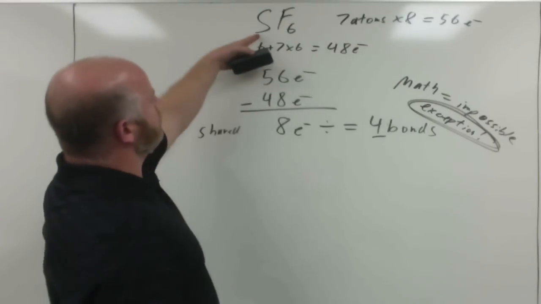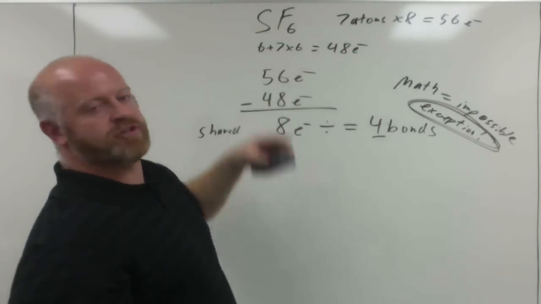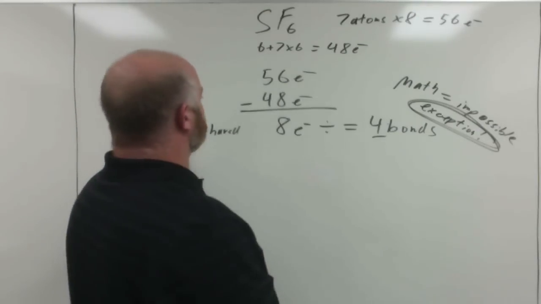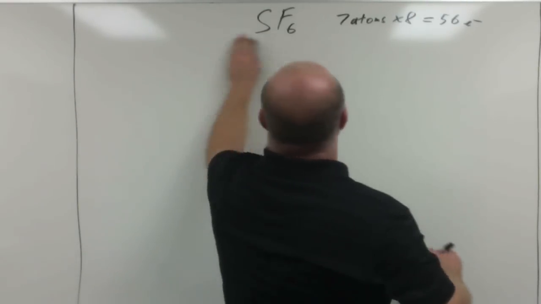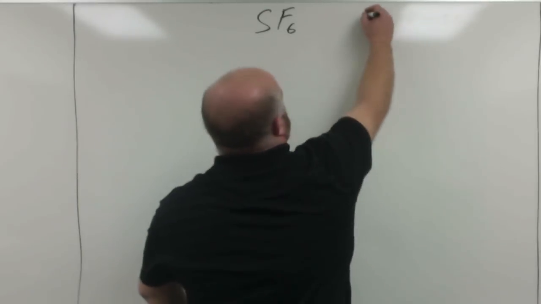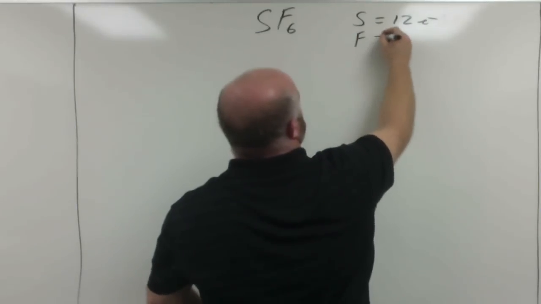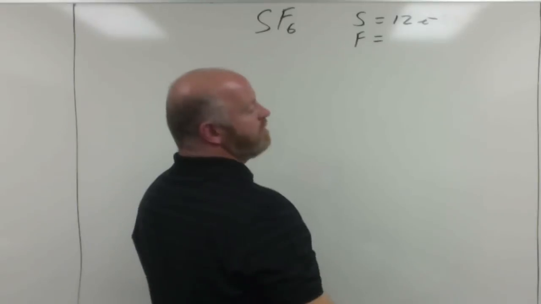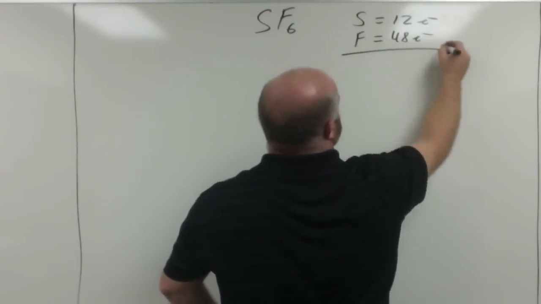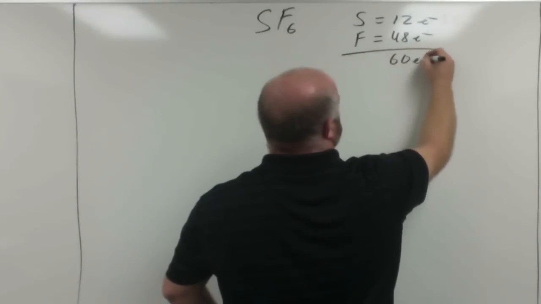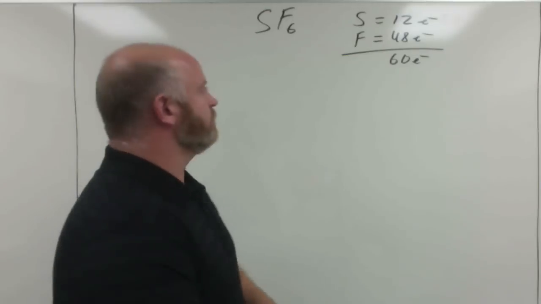For sulfur, we assumed it wants 8 electrons. But remember, with the halogen, sulfur can go up to 12. So instead of saying that sulfur has 8 electrons, we would say that the sulfur can hold up to 12 electrons. The fluorines still hold their 8, so we have 6 times 8, which is 48 electrons. So now we have actually 60 electrons that can be used for this molecule.